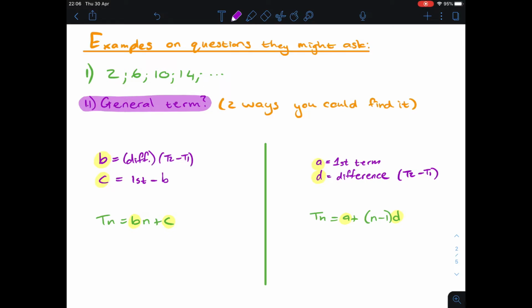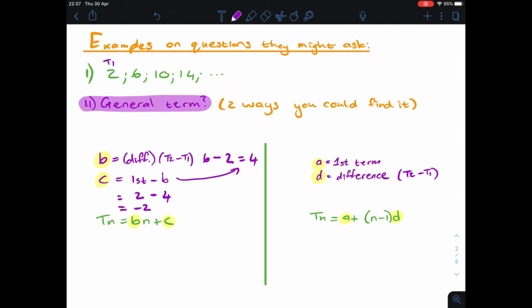Now, we know that the B value is the difference. So the difference means term 2 minus term 1. Term 2 is 6 minus term 1, which is 2. 6 minus 2 is 4. So I already know that my B value is 4. Then I'm going to work out my C value. Now my C value we know is the first term minus B. My first term over here is 2. There's my minus. And then B we just worked out to be 4. And 2 minus 4 is negative 2.